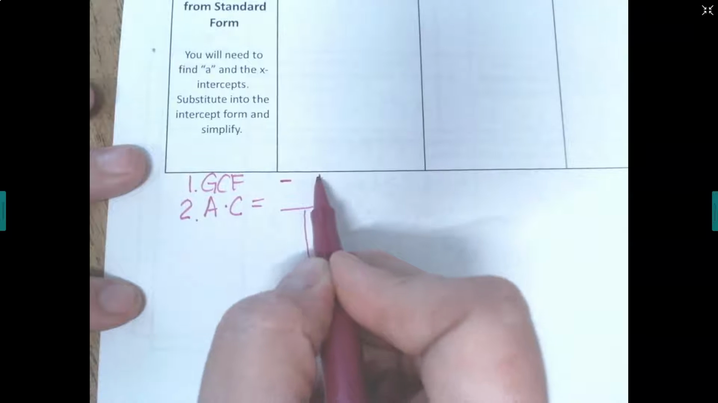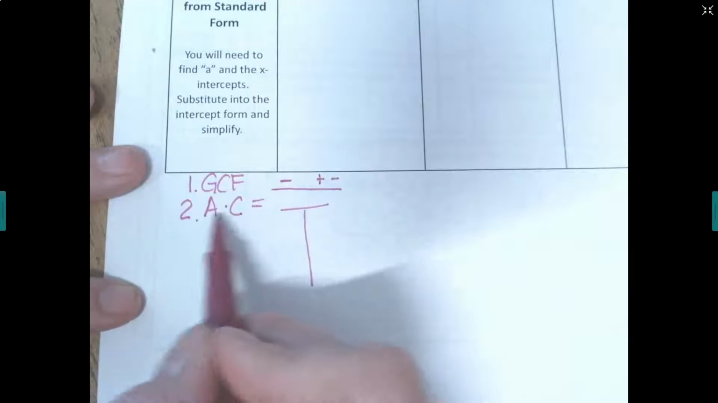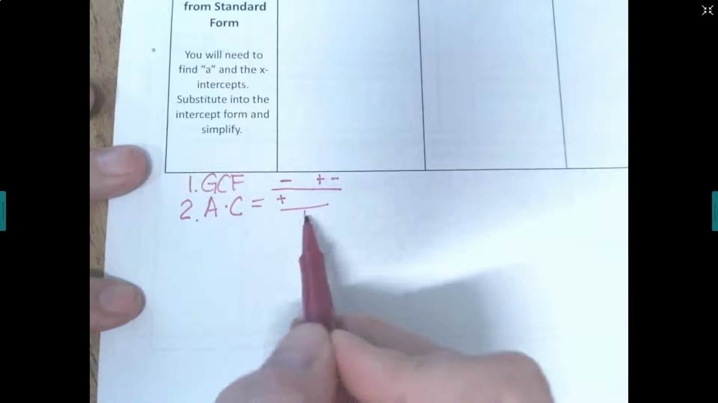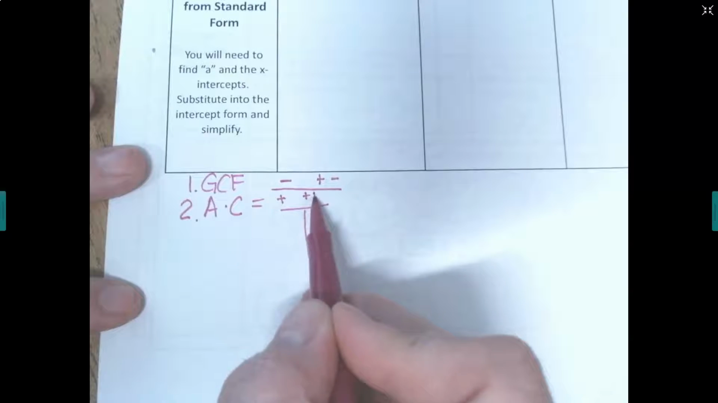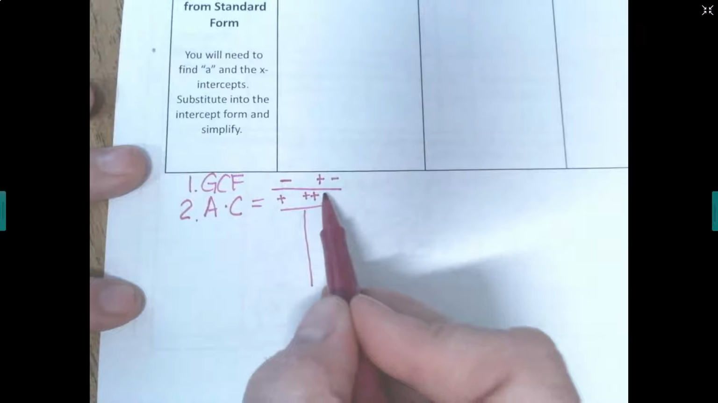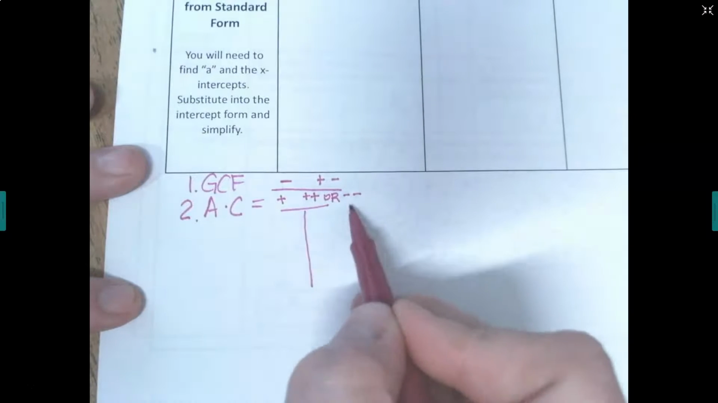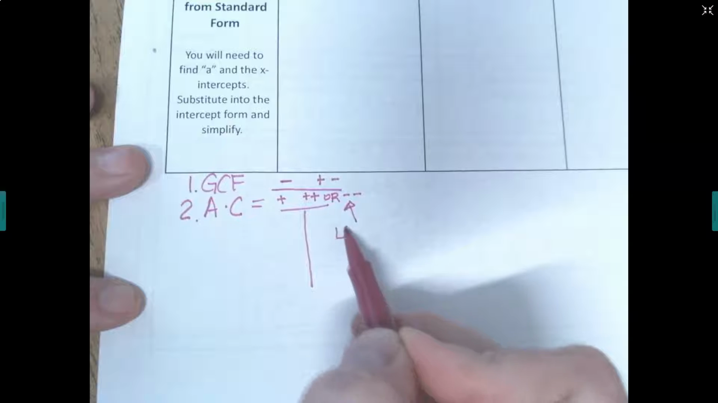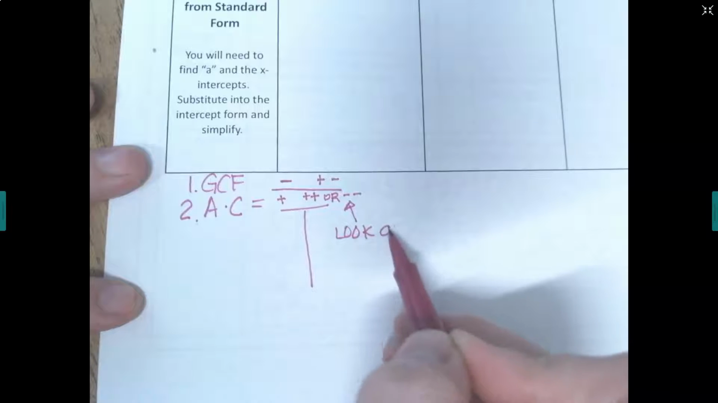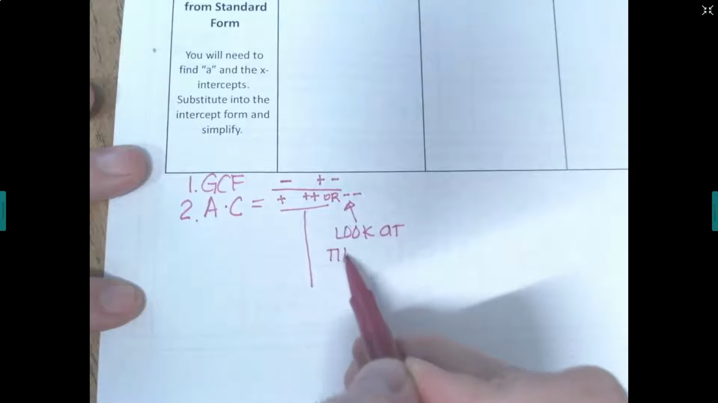We have to remember if you get a negative value when you multiply A times C, that means your factor signs are going to be opposite of each other. One will be positive, one will be negative. If you multiply A times C and you get a positive number, that means you're going to have either positive factors or negative factors. And then you have to look at the sign of the B value. So look at the sign of B to determine whether it's positive or negative.